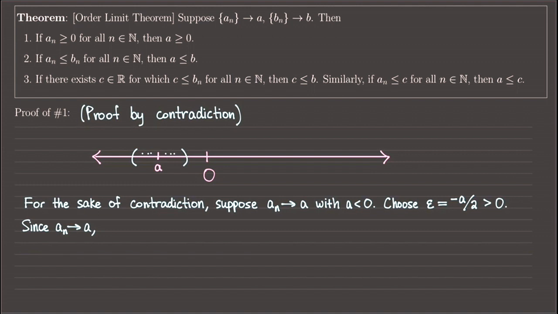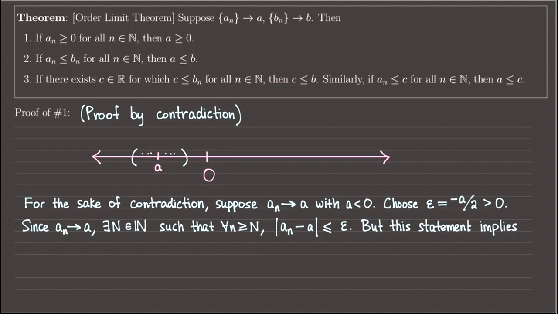Since our sequence a_n converges to a, there must be a threshold large enough so that for all indices beyond the threshold, the distance between a_n and a is less than epsilon. In other words, for all indices beyond the threshold, the terms in our sequence need to live in this region I've drawn around a in the picture. But what does that mean? Well, it implies that a_n is, and here I'm essentially going to unfold this inequality, but I'm only going to focus on the right half.